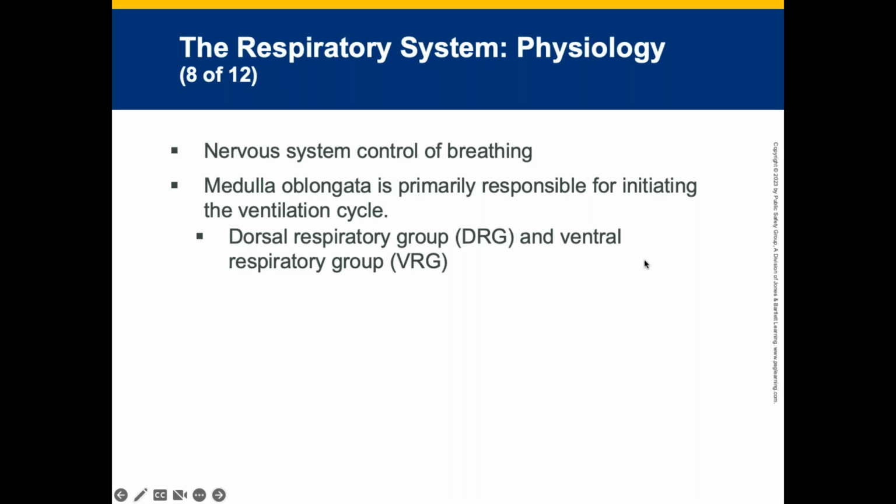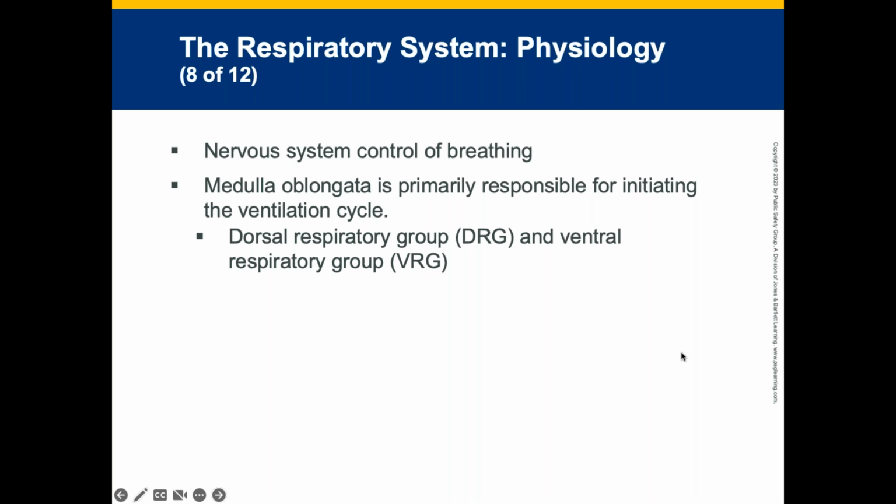The DRG is the main pacemaker for breathing and is responsible for initiating inspiration, whereas the VRG helps facilitate forced inspiration or expiration as needed. The pneumotaxic, or the pontine center, is located in the superior portion of the pons, which then helps shut off the DRG, resulting in shorter, faster respirations, right? The apneustic center, located in the inferior portion of the pons, stimulates the DRG, resulting in longer, slower respirations.